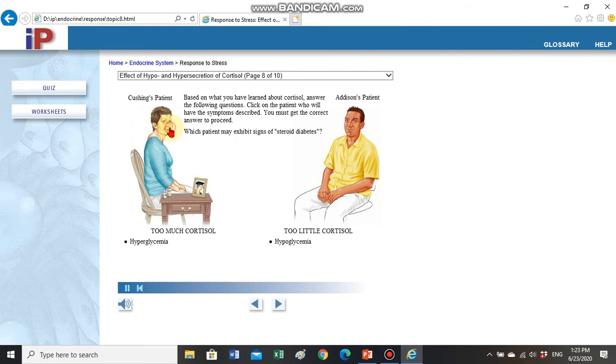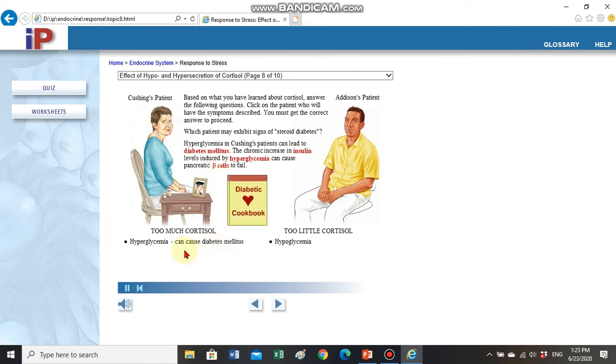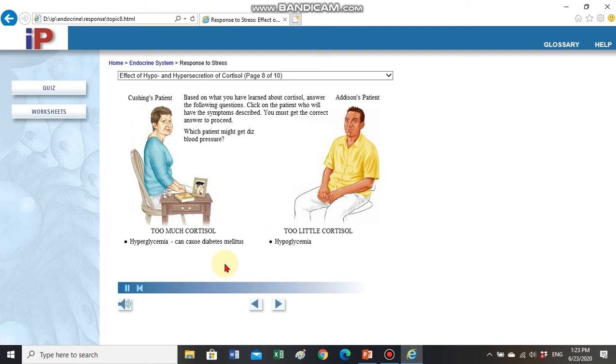Which patient may exhibit signs of steroid diabetes? Hyperglycemia in Cushing's patients can lead to diabetes mellitus. The chronic increase in insulin levels induced by hyperglycemia can cause pancreatic beta cells to fail. These high levels of insulin might also explain the redistribution of body fat. The action of insulin on normal body fat stores is antagonized by cortisol. In other body areas, like the face and upper back, insulin can promote lipogenesis.